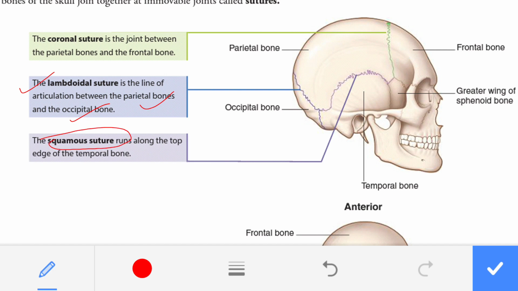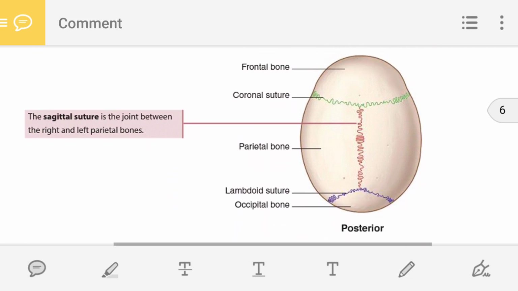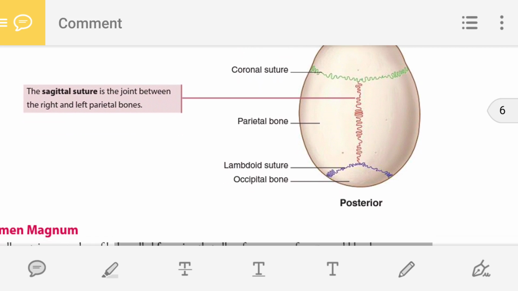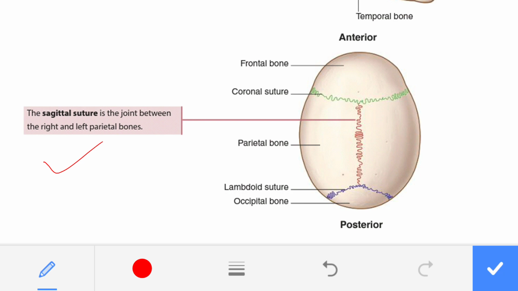Then the squamous suture. Where is this squamous suture present? It is present on the edge. For example, this one is the temporal bone, and on the edge of the temporal bone this squamous suture is present. Now, this one is the sagittal suture, and it is present between the right and left parietal bones.